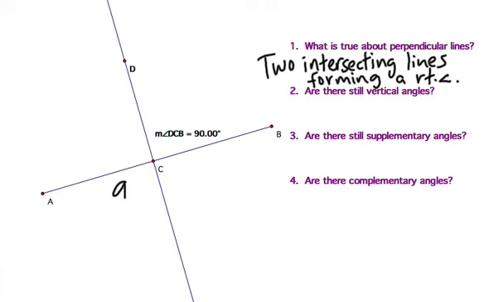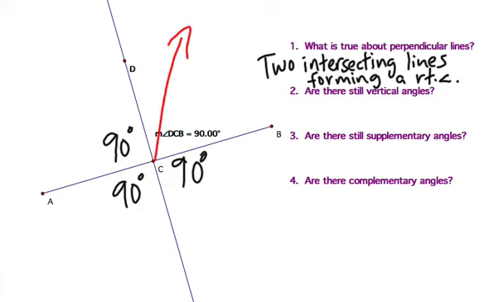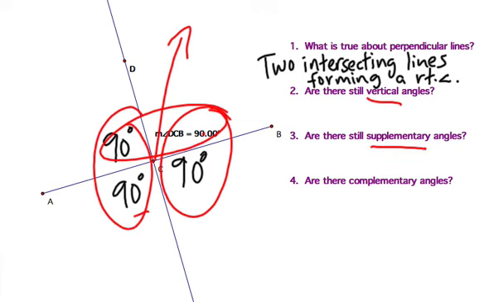Absolutely, because if that's 90 degrees, this is 90 degrees, and this is 90 degrees, and this is 90 degrees. There's also supplementary angles, right? 90 plus 90 is 180. Are there complementary angles? No, unless you were to cut one of these right angles in half with something, okay? But with perpendicular lines themselves, there's no complementary angles, but there's still vertical angles. The angles across from each other are both 90. They're still supplementary because these two add up to 180, add up to 180, add up to 180, add up to 180, okay?